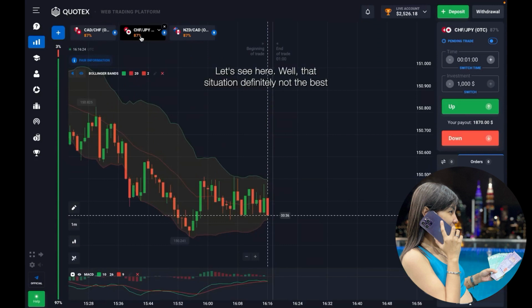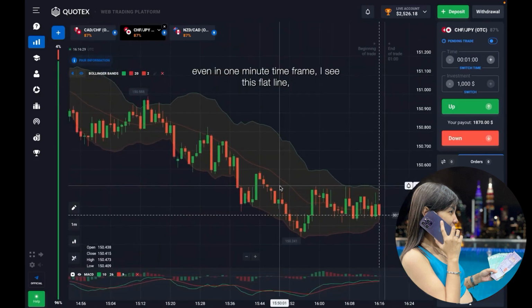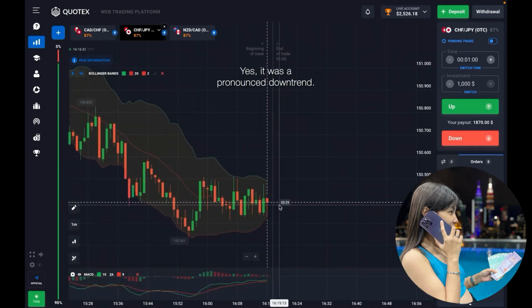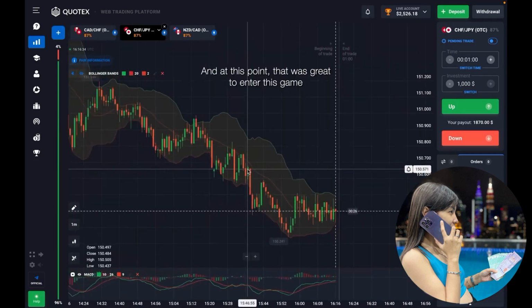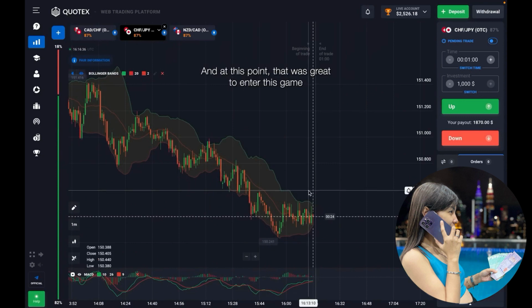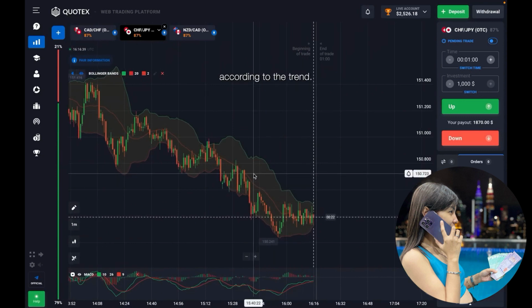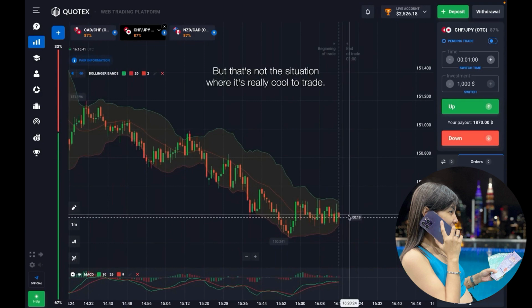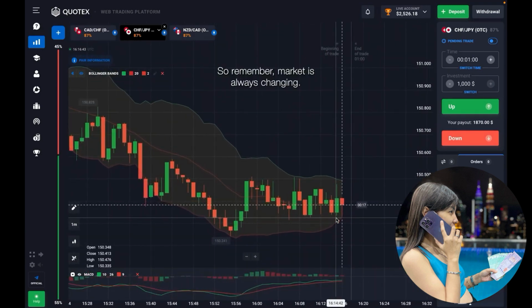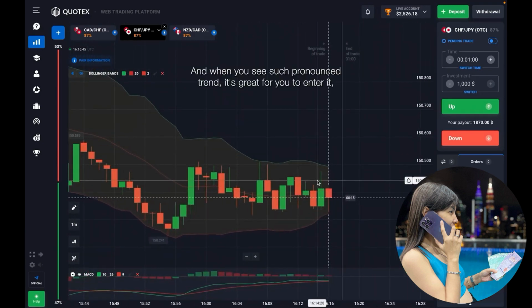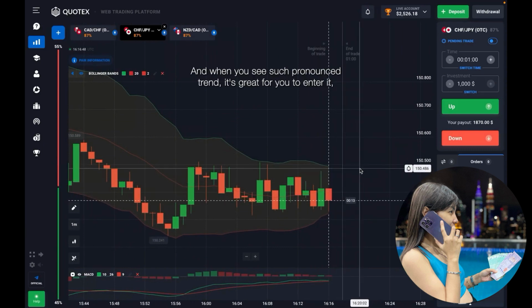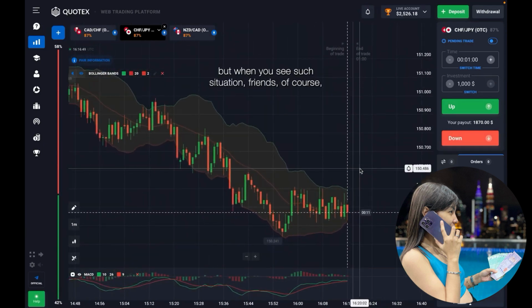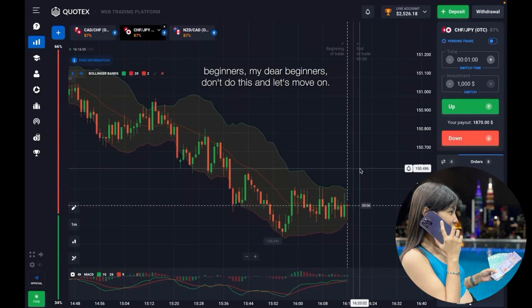And let's see here, well, the situation is definitely not the best even on 1 minute time frame. I see this flat line of candles from trading there, and before that it was a pronounced downtrend. And at that point, it was great to enter the game according to the trend. But it's not a situation where it's really cool to trade. Remember, the market is always changing, and when you see such a pronounced trend, it's great for you to trade. But when you see such a situation, friends, of course, beginners, my dear beginners, don't do this, and let's move on.